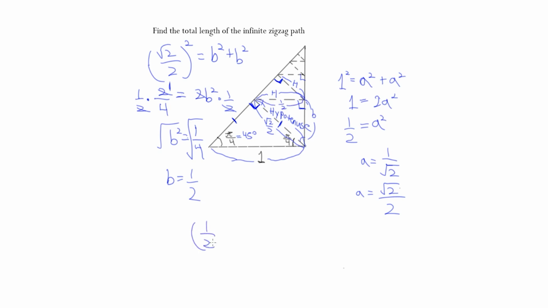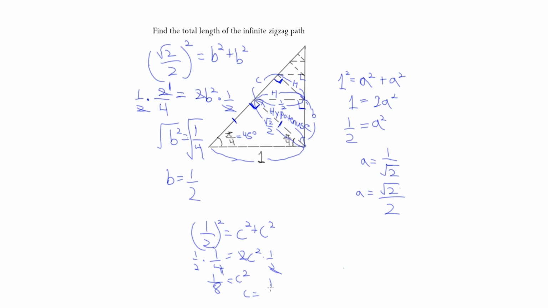And half squared is equal to, let's call this side length c. c squared plus c squared, 2c squared is equal to 1/4. c squared is equal to, multiplied by 1/2, 1/8.